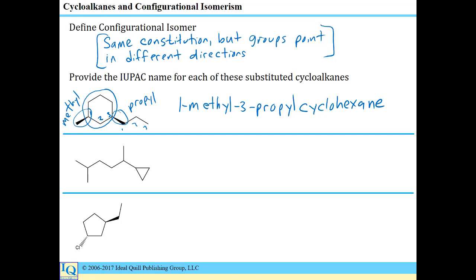So we have a special prefix that we put out front of this to designate the configuration. When groups are pointed in the same direction, we call that the cis. So this would be properly called cis-1-methyl-3-propyl cyclohexane.